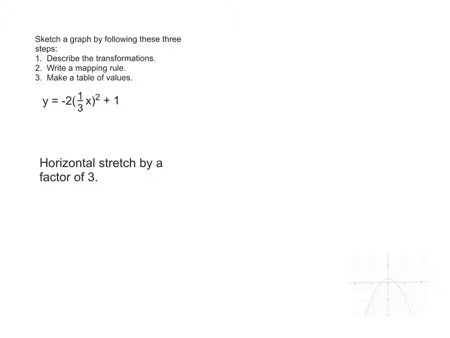Mackenzie, what is it? So what do we call that transformation? Vertical translation. Up 1 unit. Okay, there's another one. Another transformation. Vertical stretch by a factor of 2. Okay, we'll put that one in.